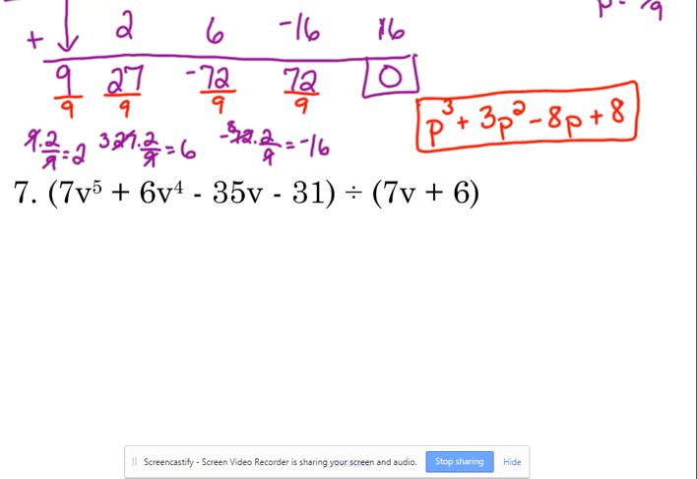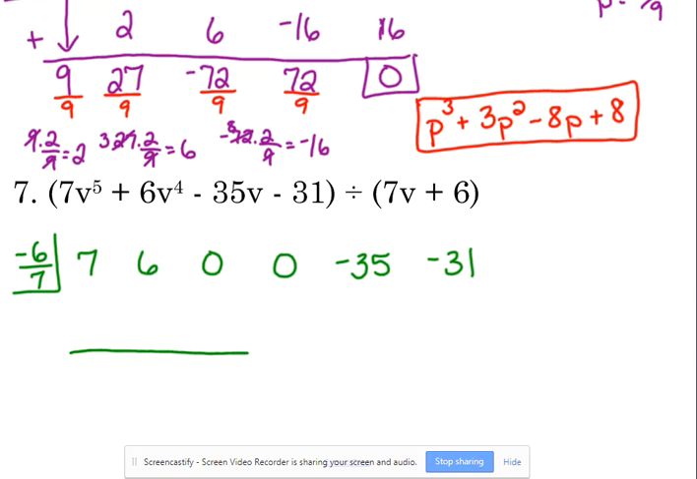Okay, so let's look at number 7. What's going to go on the shelf? Negative 6 over 7. We subtract the 6 and we divide by 7. So negative 6 over 7 goes on the shelf. Okay, we start with v to the 5th. V to the 4th, we're missing v cubed. We're missing v squared. V and our constant. Okay, so bring down the 7.